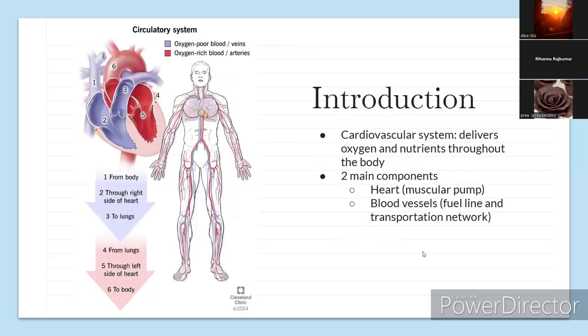To begin, I'm going to quickly introduce the cardiovascular system to you guys. It's also known as the circulatory system, so you might be familiar with either of those terms. Basically, the cardiovascular system delivers oxygen, nutrients, and other substances to the body's cells and organs, and it also removes waste in the blood. There are two main components of the cardiovascular system, the heart and the blood vessels. The heart is a muscular pump that circulates blood throughout the body, and the blood vessels are the transportation network for blood to circulate through the body. This picture is showing the arteries and veins, which are the blood vessels, and it's showing the heart.